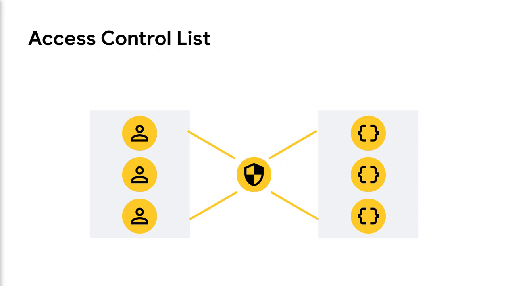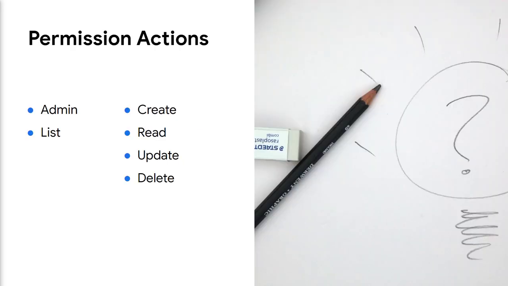ACL is an option when there are a large number of resources, particularly when you need to share these resources with other people. Some resources that I've used ACL for include customers, projects, and games. ACL works well with Firebase rules because both are designed for quick, simple lookups and a small list of possible permissions. The permissions we will implement using rules are admin for managing permissions, list for querying lists of resources, and then the standard CRUD operations, create, read, update, and delete.